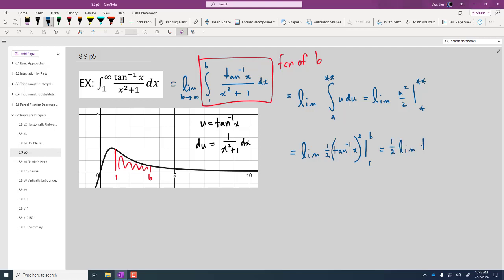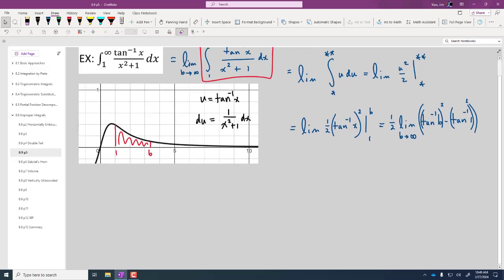Then we have the limit of arctan of b, as long as all of your math is good, minus arctangent of 1, as b goes to infinity. Both of those are squared. I took off the square again. I think you should write out arctan so you don't get confused. Yeah, then it would be easier. Arctan with a square is easier than that.